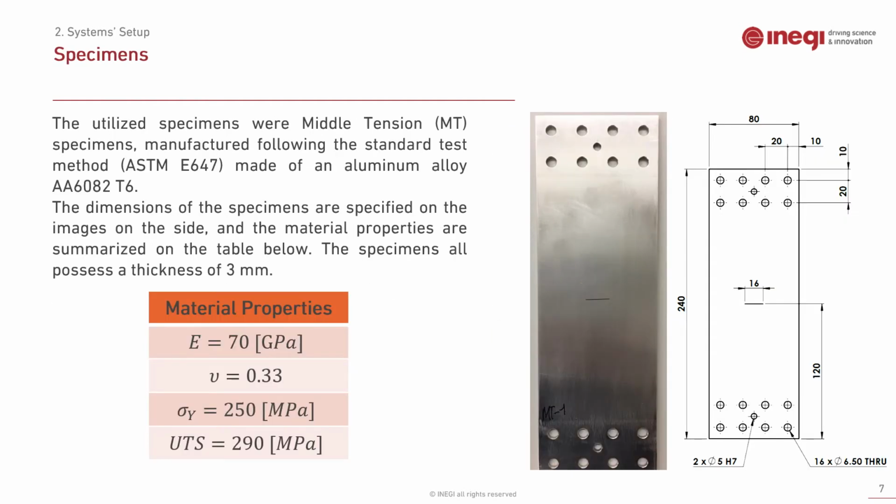Briefly introducing the specimens that were used, they were middle tension specimens made of an aluminium alloy AA6082-T6 and manufactured according to the ASTM E647 norm. The dimensions are presented on the image and the table summarizes their material properties. All specimens had a thickness of 3 mm.